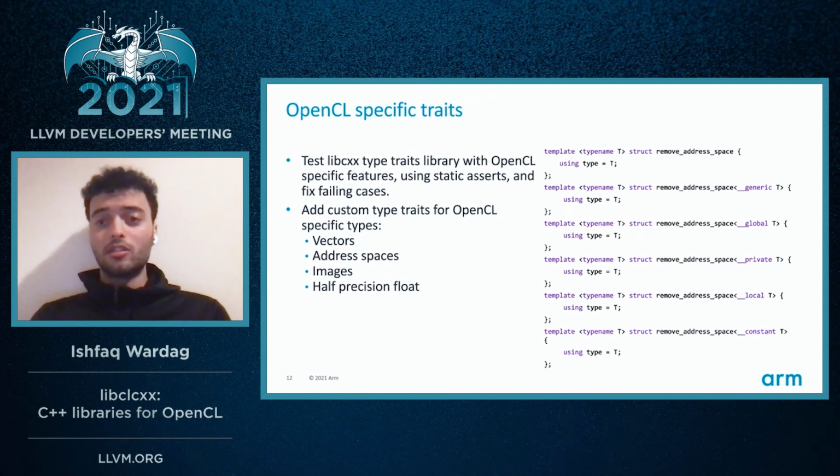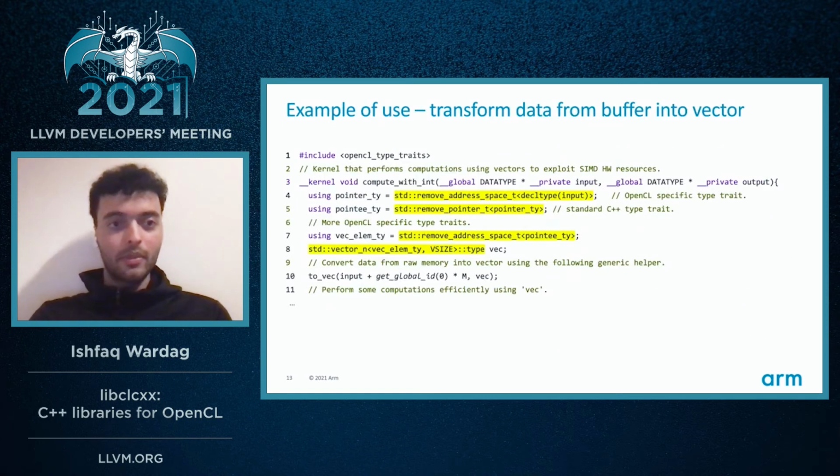On the right here, you can see an example of a custom type trait we added, which is the remove address space type trait. And this resembles the standard implementation of type traits. And as you can see, there's a default case where we just have a type that's the same as the type passed in. But in specialized cases where the type passed in has a predefined address space, we just remove the address space and then have a type member variable without the predefined address space.